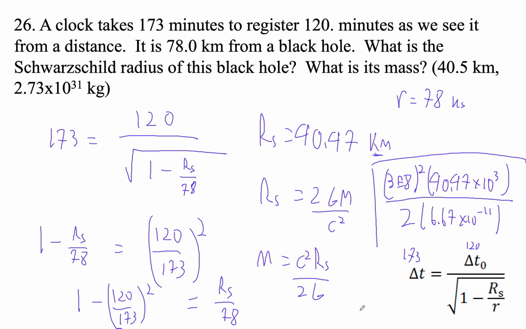All right, so the mass that I get, when I do this calculation here, is 2.73 times 10 to the 31st kilograms. It's a little more than 10 times as massive as our sun. All right.